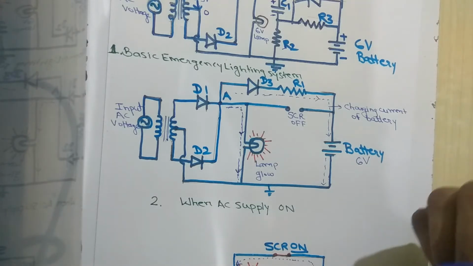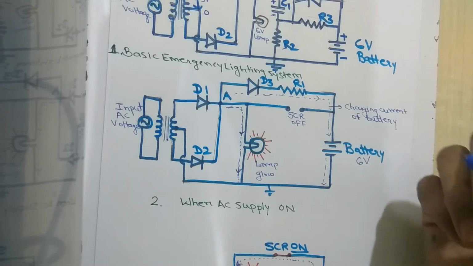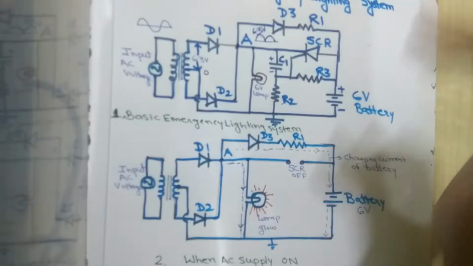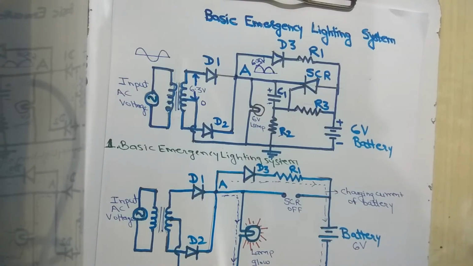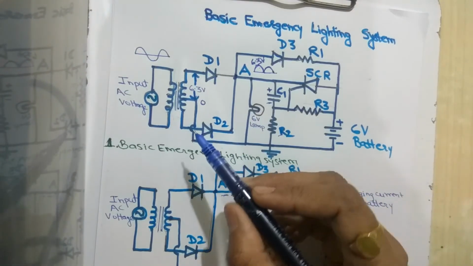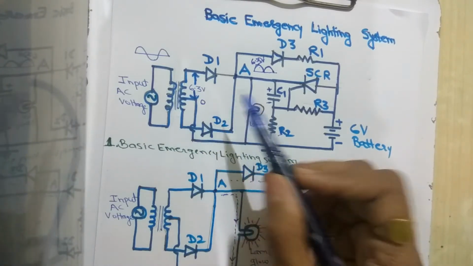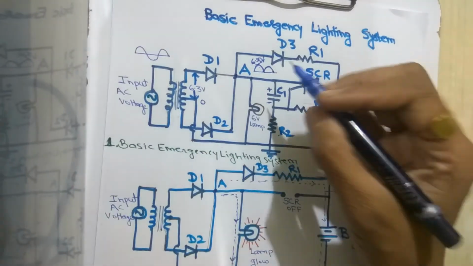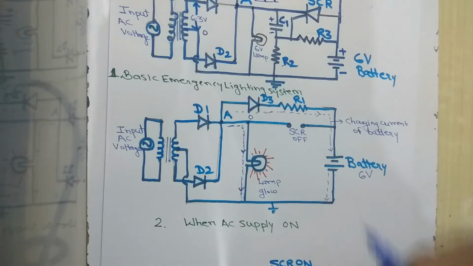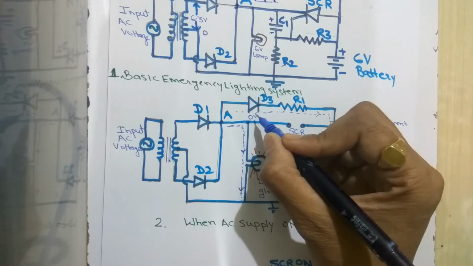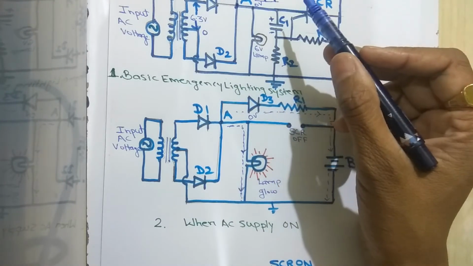Now we have to study the situation. What will happen if there is an emergency failure of the input voltage? What will happen to the circuit? If there is an emergency failure of the input voltage, the output voltage produced at point A is 0, and hence this rectified voltage becomes 0 volts.